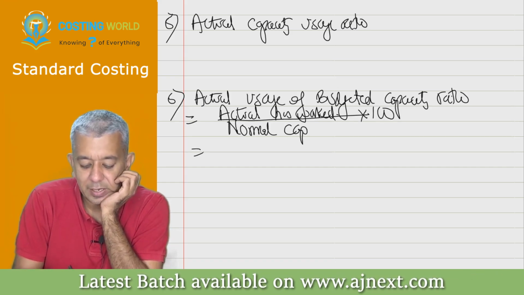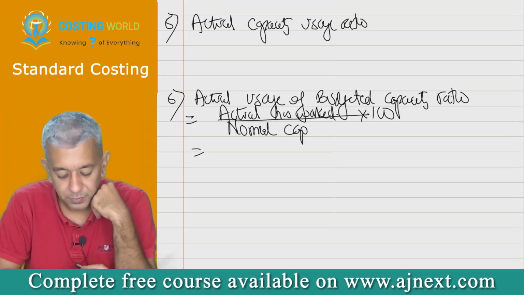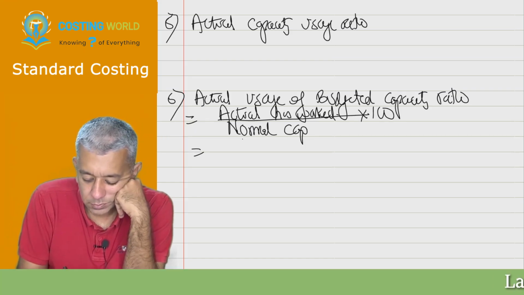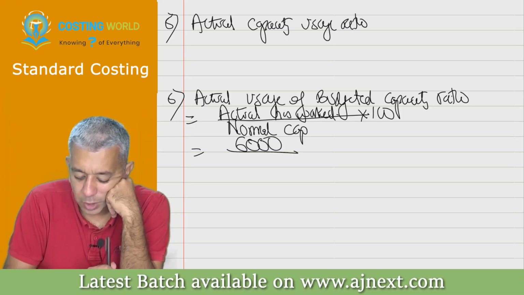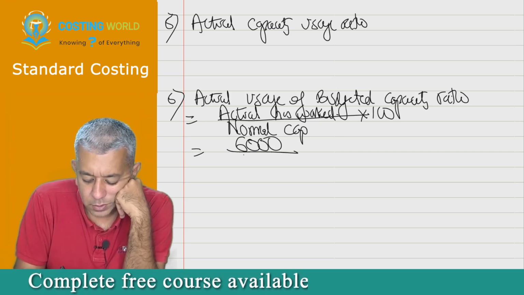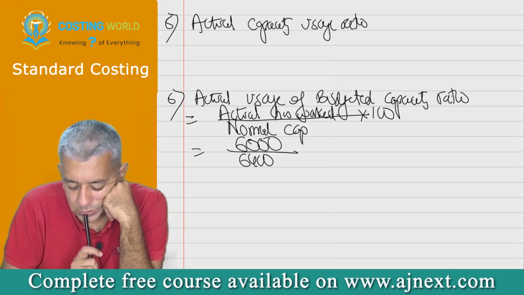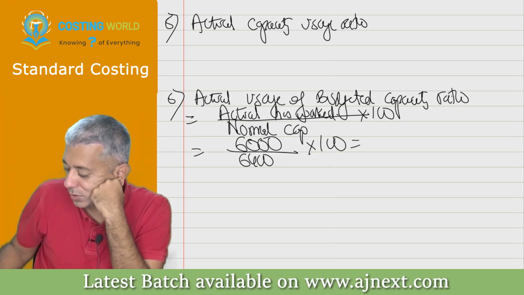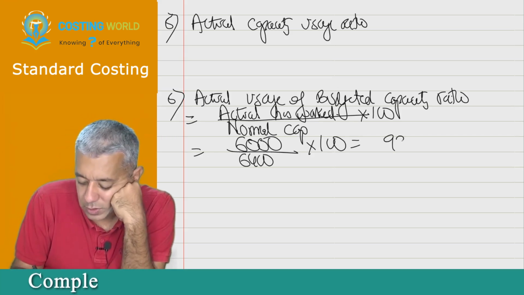Now, kindly tell me the numbers from this question. Actual hours worked are how much? 6,000. Come on, last question for the day. Divided by normal capacity, how much? 8,000? 6,400. What is 8,000? Practical capacity. We want normal capacity. So 6,000 divided by 6,400, 93.75%.